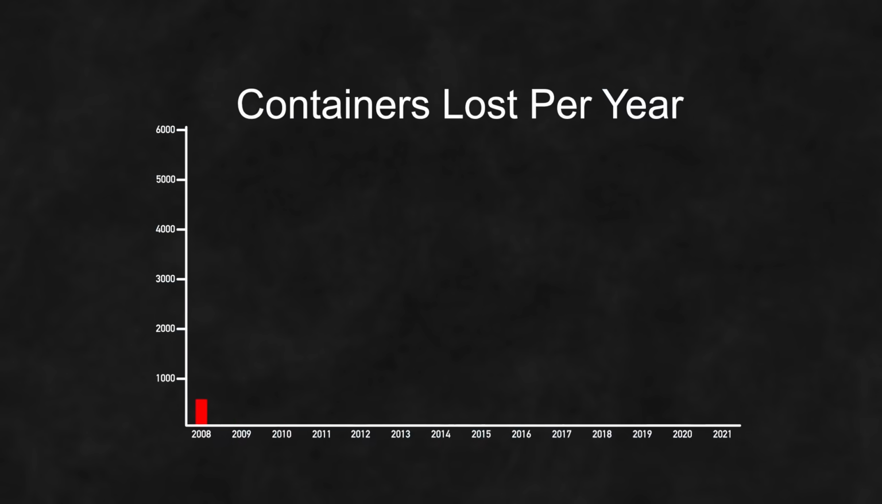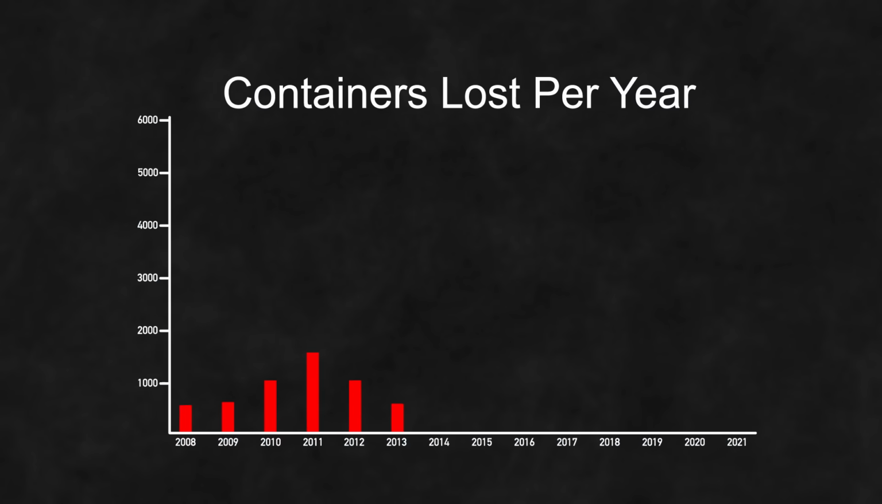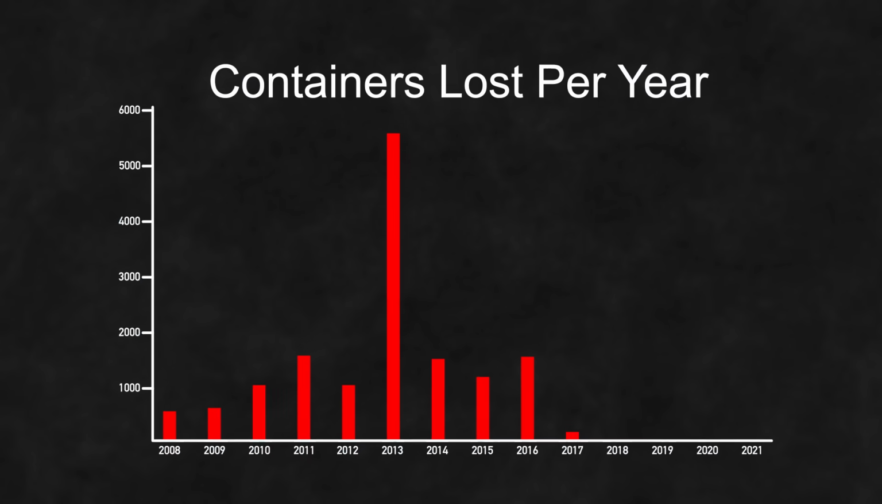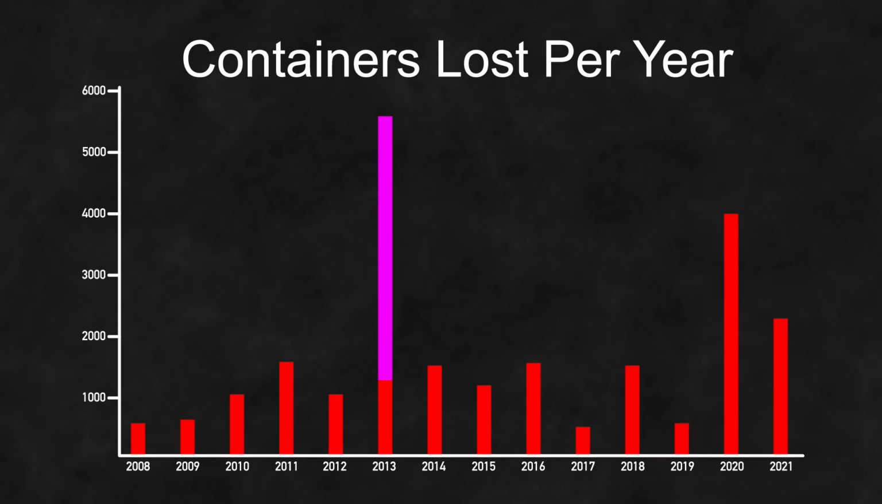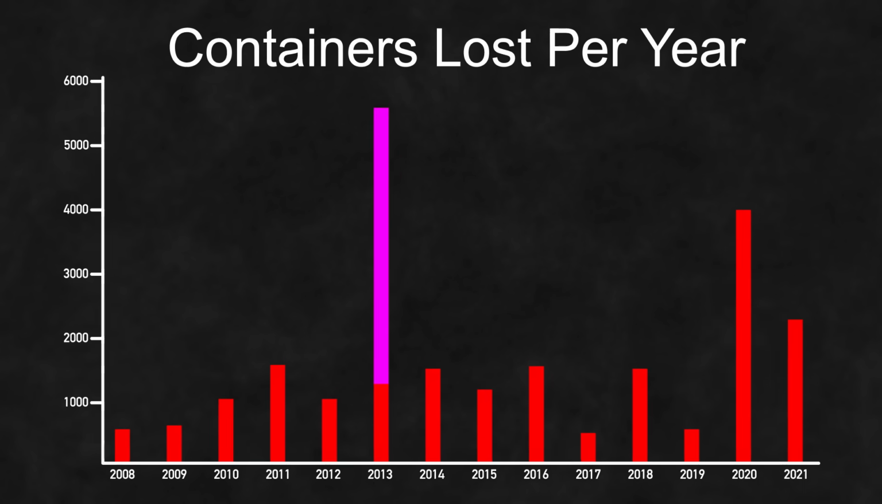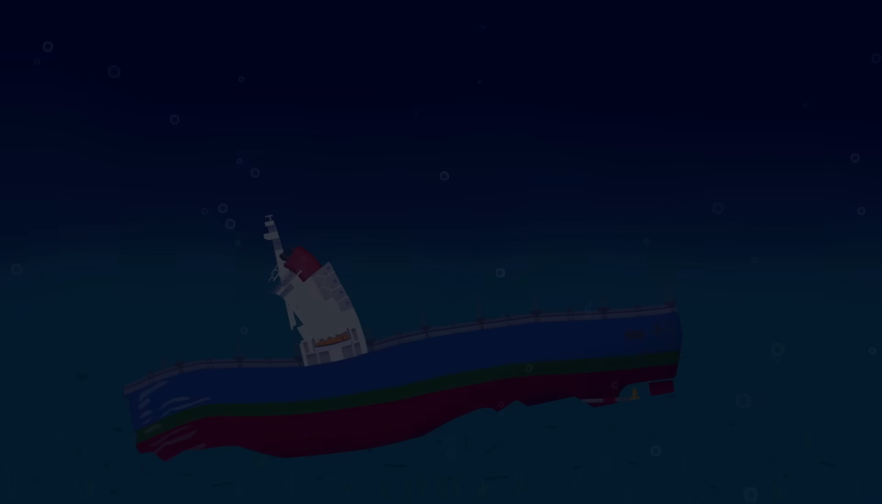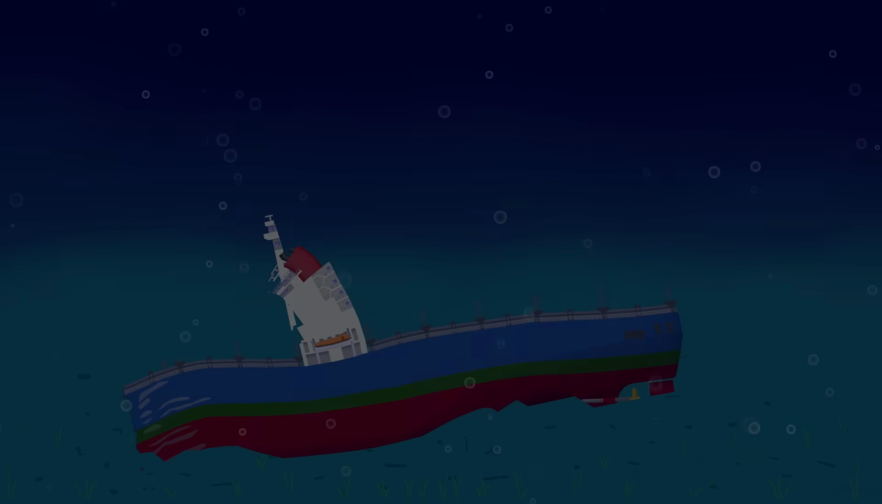The complete loss of both halves of the MOL Comfort is remarkably obvious when we look back at container losses over the last decade or so. That single incident is responsible for making 2013 the worst year on record. Unfortunately, because the two halves of the MOL Comfort sank in such deep water, it's been impossible to definitively ascertain the cause of the sinking. We have, however, been able to make some educated guesses.